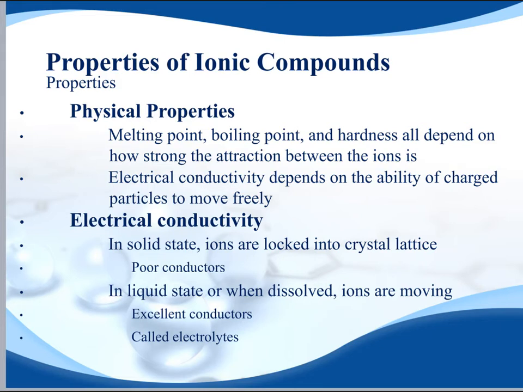The physical properties of ionic compounds, their melting points and boiling points and hardness, all depend on how strong the attraction between the ions is. Some of these are fairly low, to the point where you could actually melt an ionic compound in an oven. Others of them are extremely high, and you're going to need a torch that can get pretty well up there in temperature before you can melt it.